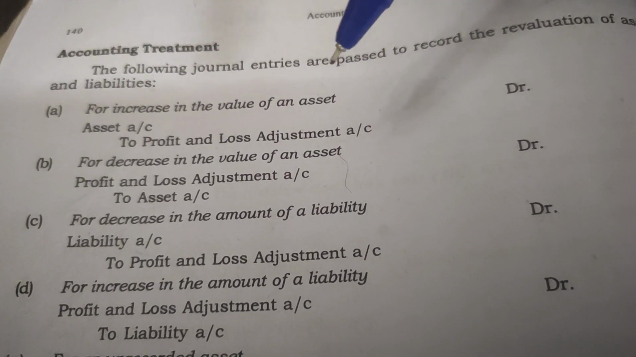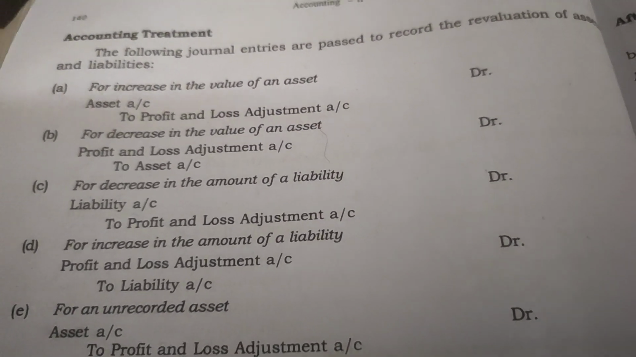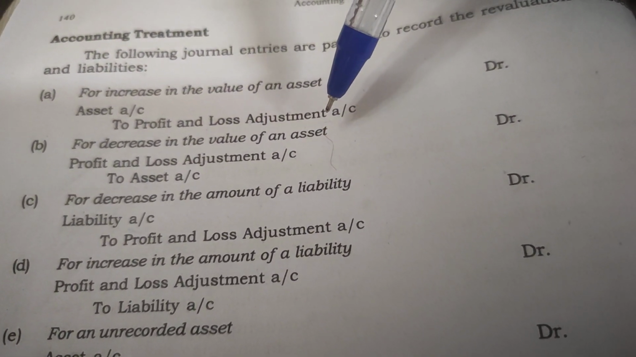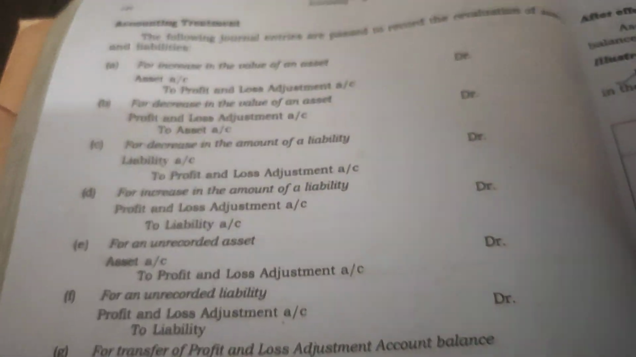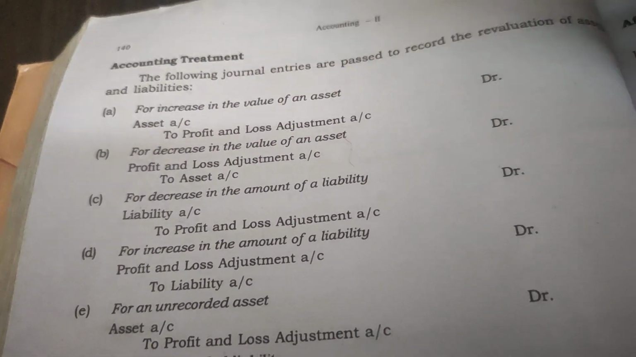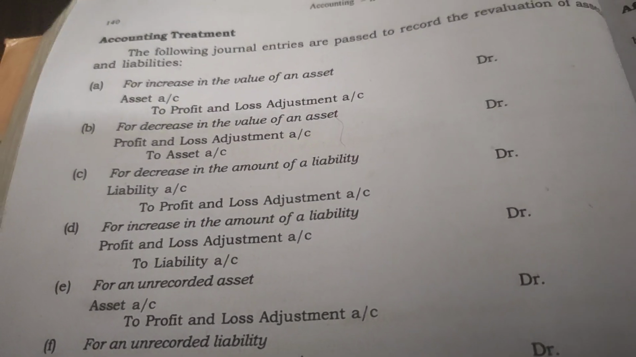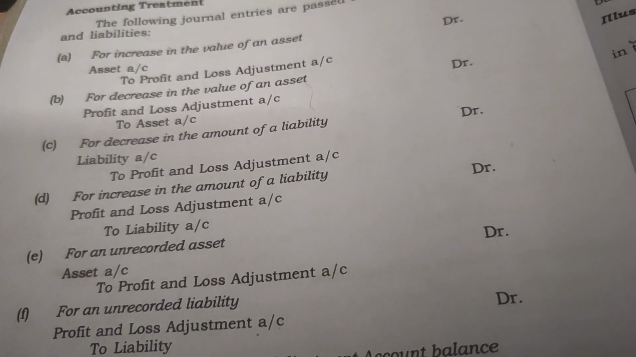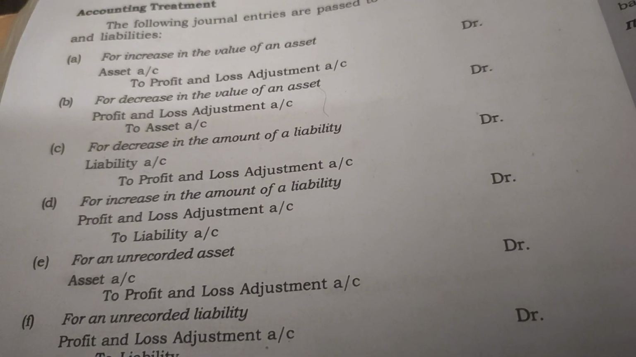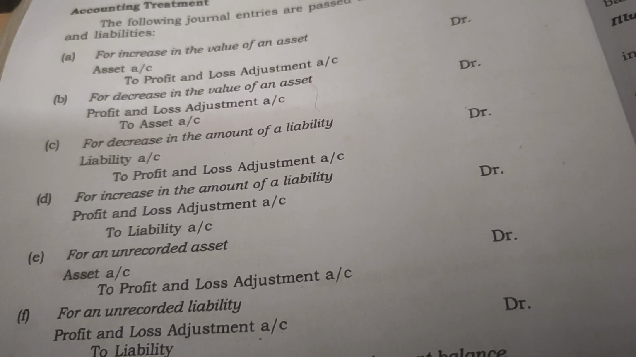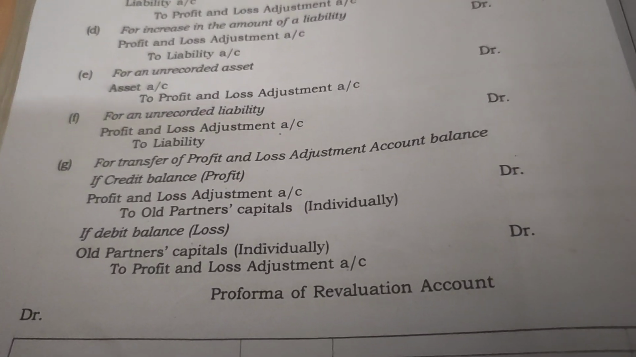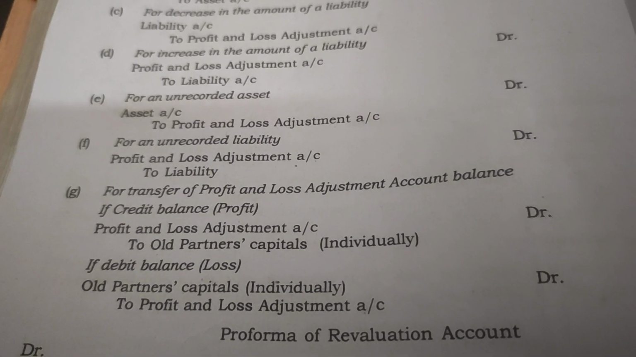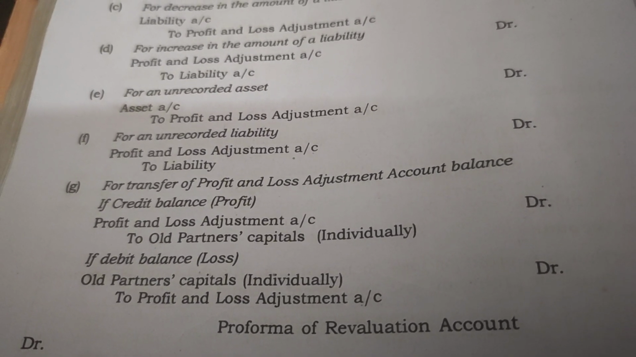For an increase in the value of an asset, the journal entry will be asset account debited to profit and loss adjustment account or revaluation account. For a decrease in the value of an asset, profit and loss adjustment account debited to asset account. For a decrease in the amount of liability, liability account debited to profit and loss adjustment account. For an increase in the amount of liability, profit and loss adjustment account debited to liability account. For an unrecorded asset, asset account debited to profit and loss adjustment account. For an unrecorded liability, profit and loss adjustment account debited to liability.